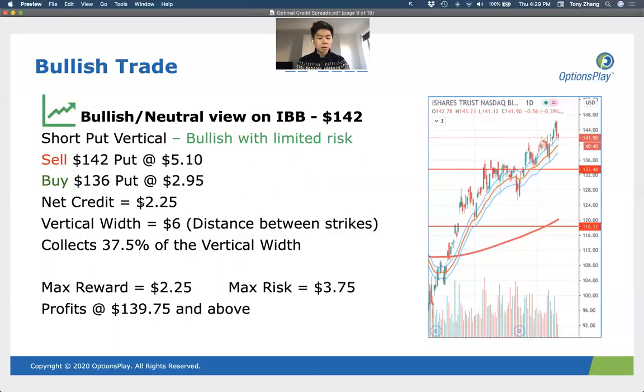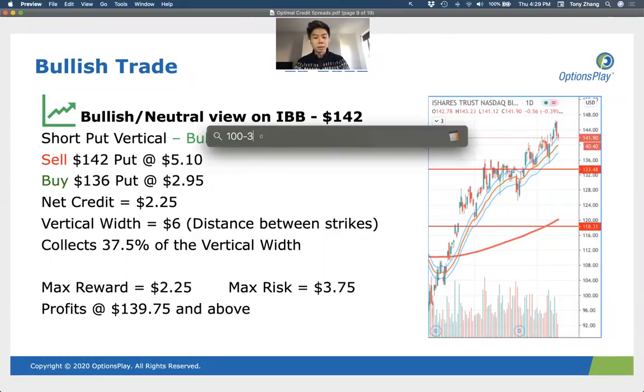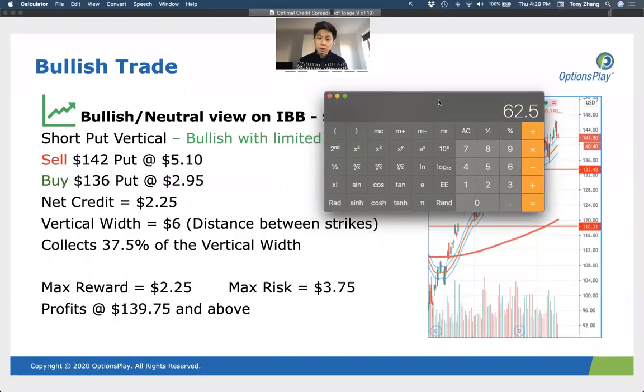So this was calculated off of the 225, which we know is off by 10 cents. But 225 out of a $6 wide credit spread means that I'm collecting 37.5% of the vertical width. That means the rest that I'm risking is going to be my potential risk. So here my potential reward is 37.5% of the vertical width, and my risk here is 62% of the vertical width.